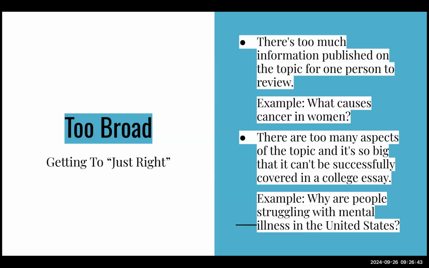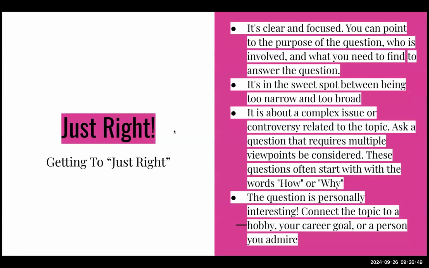Again, we did too narrow, we did too broad. And now let's look at just right. So what does just right mean? Just right in terms of a research question, it's clear and focused. You know exactly the purpose of your question, who is involved, so sometimes there's a population involved, and what you need to find to answer the question.